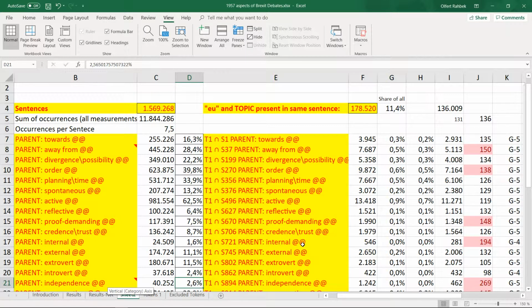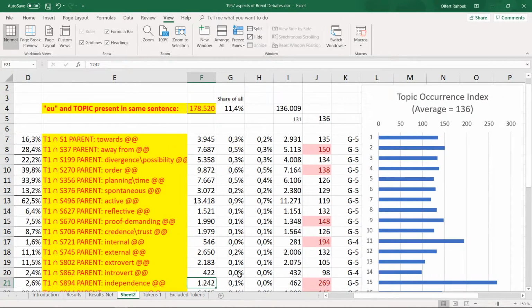In 2.6% of all these sentences, there is also a reference. That's actually 2.6% of all the sentences, because the total number of sentences is 1.5 million. But then we go over here and see, okay, so how about in those sentences where EU occurs? Well, it so happens that we have 1,200 occurrences, so not at all 2.6%, but in 1,200 of the 40,000 sentences where some aspect of independence occurs, we also have a mention of EU.